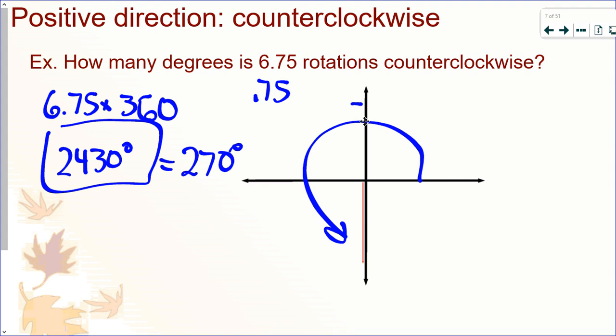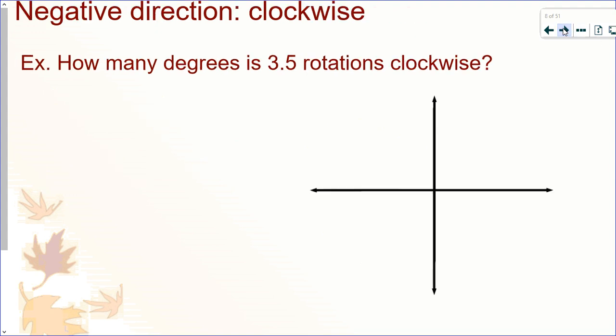It's just a lot more convenient to represent it with a lower number because you can imagine what 270 looks like. I can't really imagine what 2,430 looks like. But you can certainly do the rotations. I mean, we rotate around the clock twice a day, every day for eternity. So, it's just kind of the way things are.